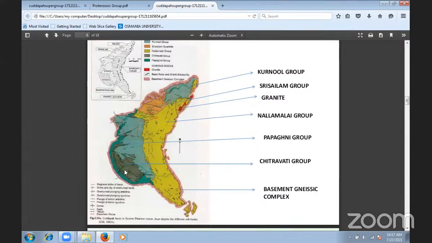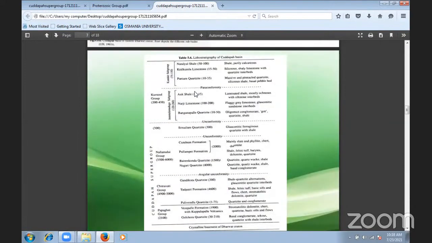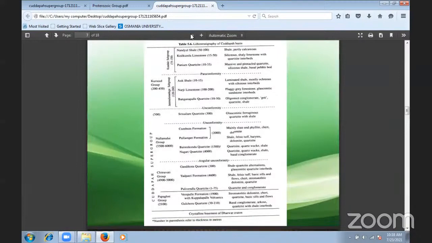And in our Kadapa basin, the Chitravati group is located here, and the Papagni group is located here. Nallamalai, you see here, the side is almost curved; it is a crescent shape we are calling it. In the granitic composition, the basement granite was here. And the Srisailam group, you can see, is almost in the northwestern part of the Kadapa basin. And above this, the Kurnool group was located.